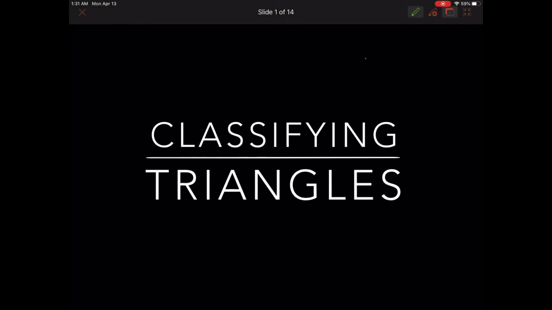We're going to cover classifying triangles today and how to figure out what the triangle is called based on two things: based on its side lengths, and how big or how small the angle measurements are of each angle.